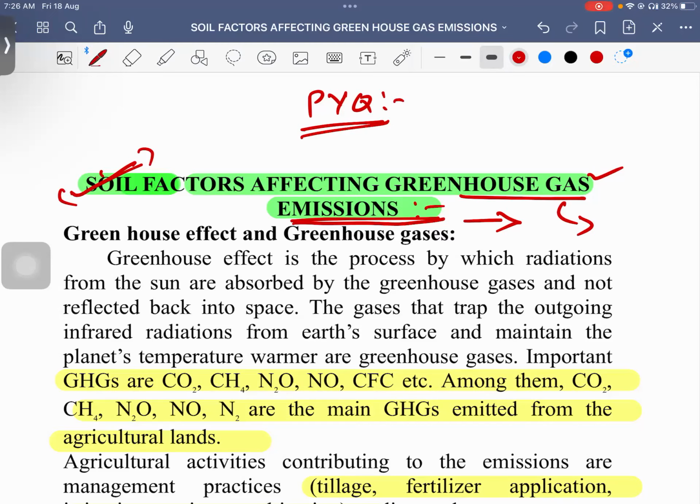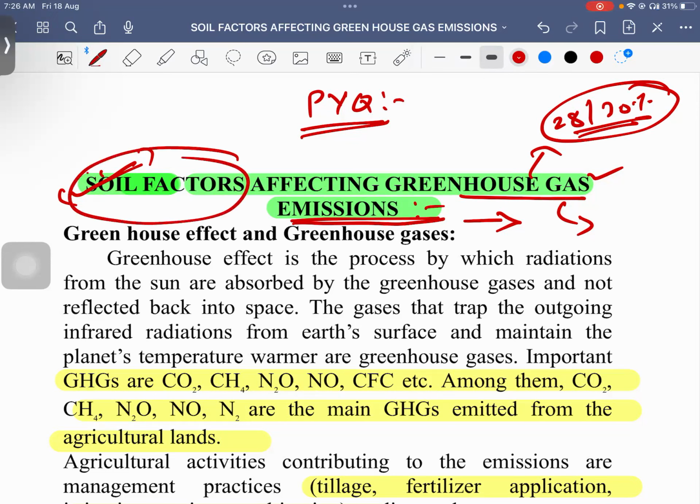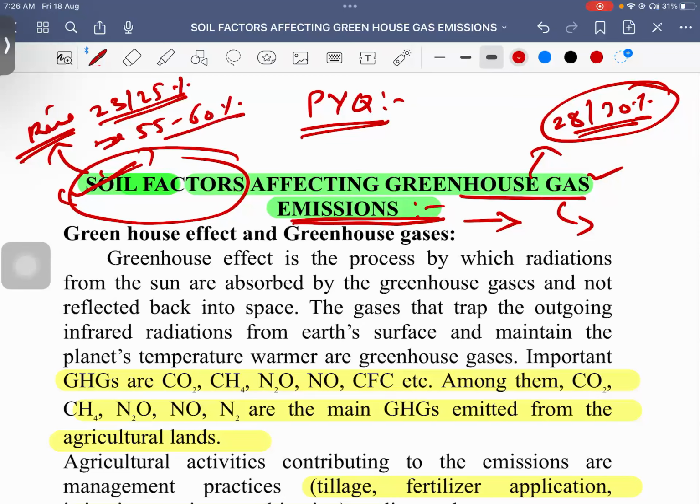So first you should remember what the contribution of agriculture is. Around 28-30% of greenhouse gas emission is from agriculture, mainly in India. If you take the major sources, rice cultivation contributes some 23-25% of greenhouse gas emission. The number one source is the ruminant animals, which contribute up to 55-60%, but rice cultivation alone contributes 23-25%. So this basic you should remember.